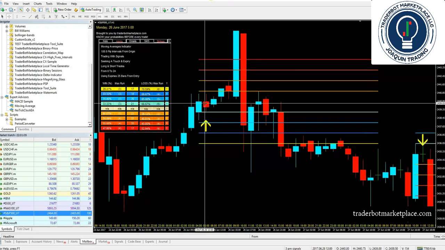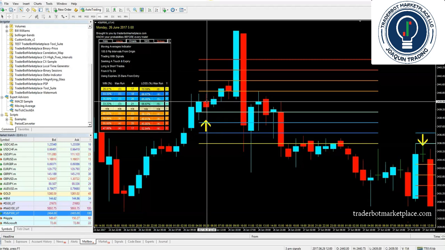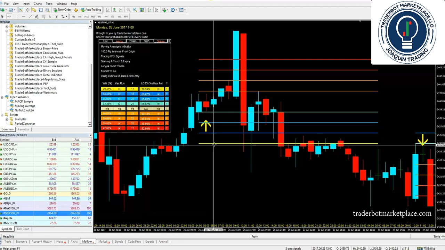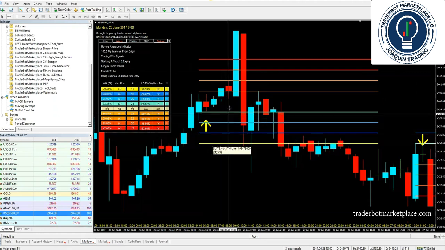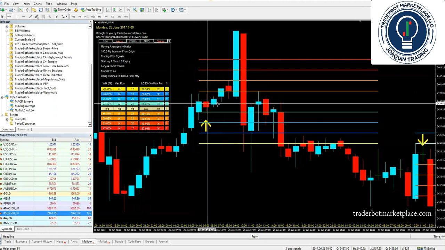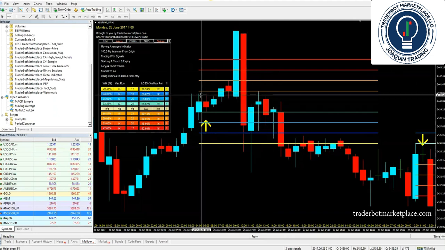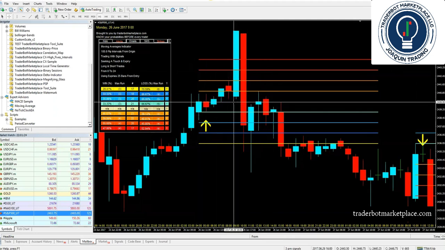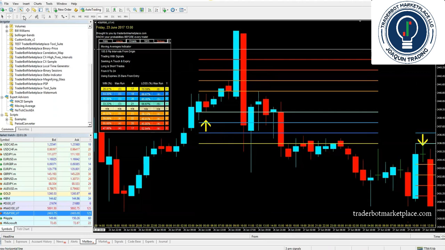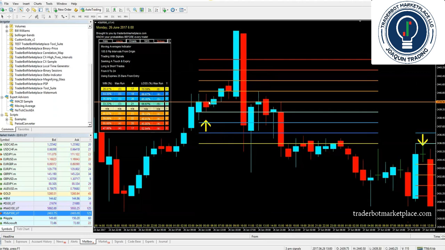A touch and expire means that, let's say, it pulls down here. How often, if it touches this area, does it close all the way back up above here where the ATM signal came out, which is right in the middle here? I'll even draw a line. It's at the open of the bar that the signal came on. How often, if it touches here, does it close all the way back up here? Well, it does it 29% of the time.